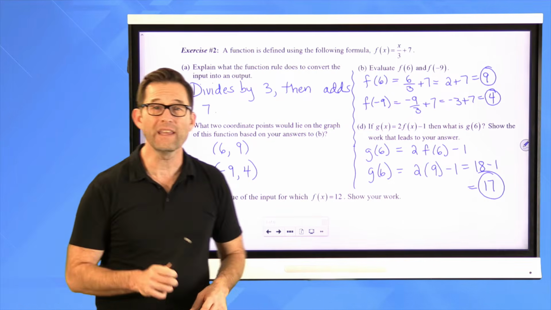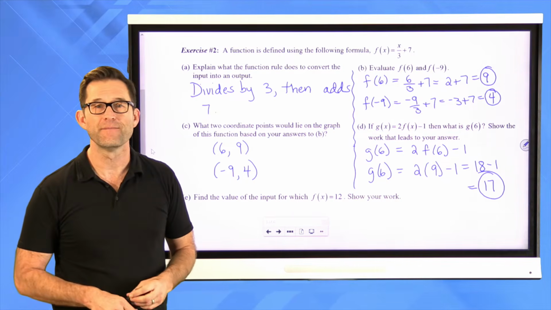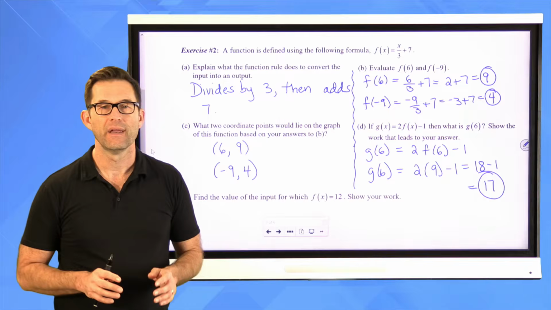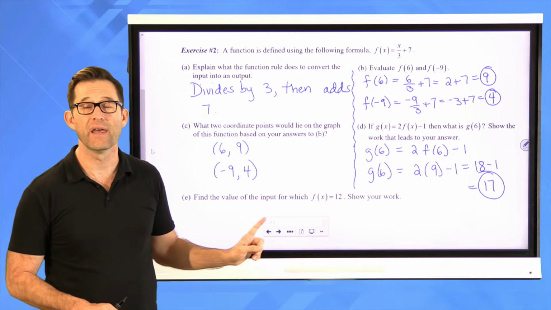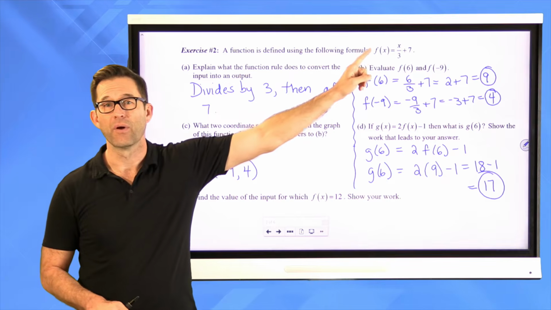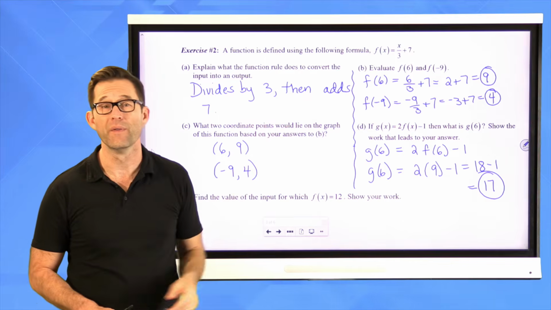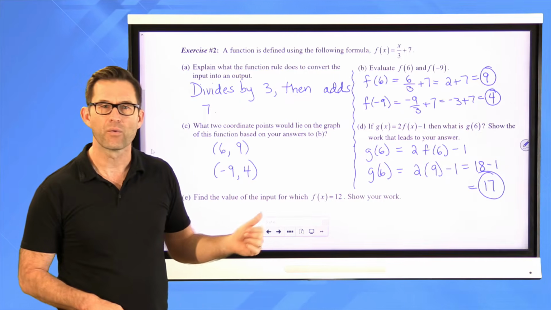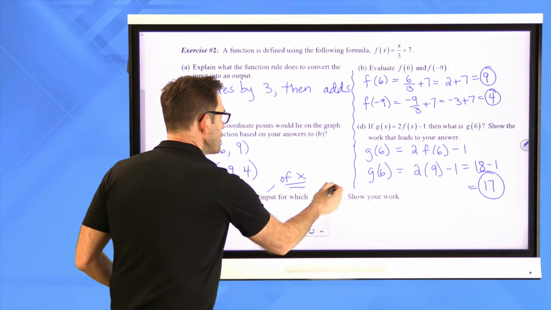Now, one of the trickiest things of all for students is a problem like letter E. Let's take a look at that. Find the value of the input for which f of x equals 12. Show your work. I wouldn't fault almost any student at this point who looked at this question and said, oh, I'm going to take 12 and plug it in for x and figure out what the output is, because that's what we've been doing this whole time. But notice this question says, find the value of the input. We want to find the value of x for which f of x equals 12.